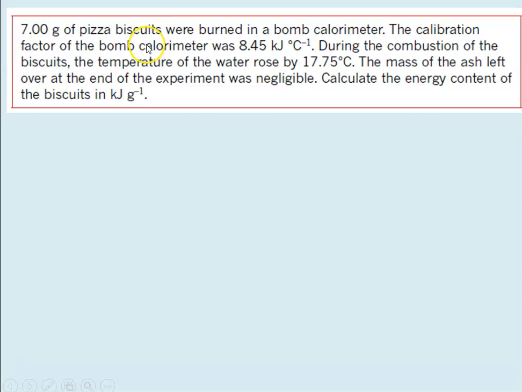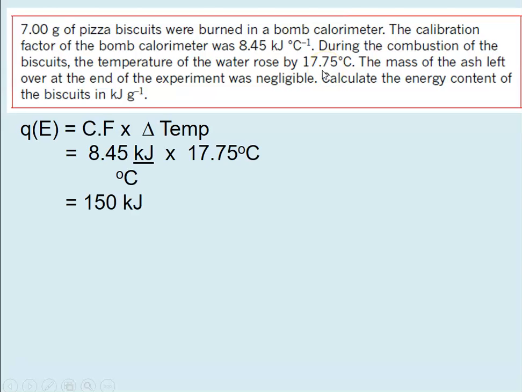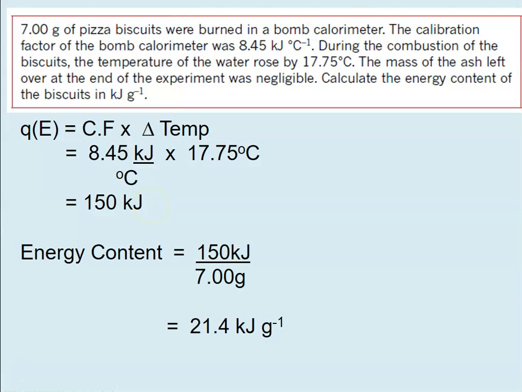Same idea with pizza. This is a different calorimeter, so it's got a different calibration factor. We do the reaction for your pizza, complete combustion, and you find that it goes up that much. So you've rearranged your calibration factor equation to get this equation to work out the amount of energy for a particular food. So you can find your pizza has that much energy and you burnt 7 grams of it, so that's how many kilojoules for every gram.